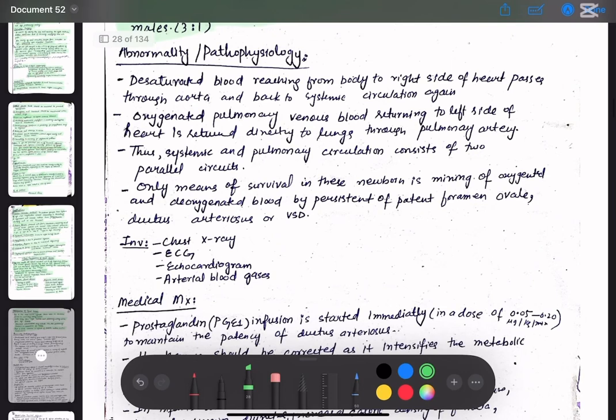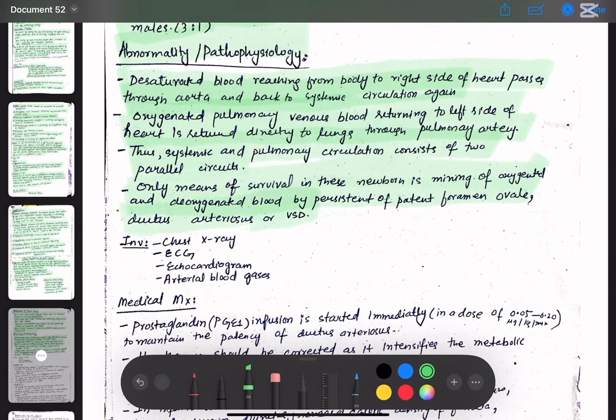Now, the pathophysiology is that desaturated blood returning from the body to the right side of the heart passes through the aorta and back to the systemic circulation again. Oxygenated pulmonary venous blood returning to the left side of the heart is returned directly to the lungs through the pulmonary artery. The systemic and pulmonary circulations consist of two parallel circuits. The only means of survival in this newborn is mixing of oxygenated and deoxygenated blood by persistence of a patent foramen ovale and ductus arteriosus or VSD.